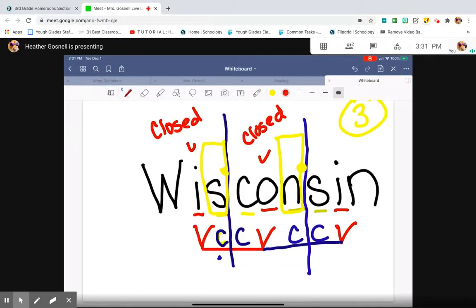It's a short O. So we have wis, con, wiscon. Let's see what our last syllable says. We have an S-I-N. Oh, you see what I see? Another door.